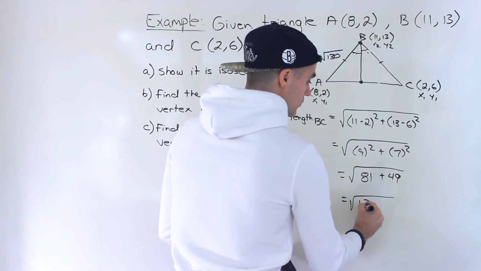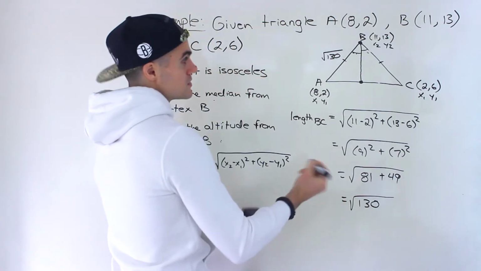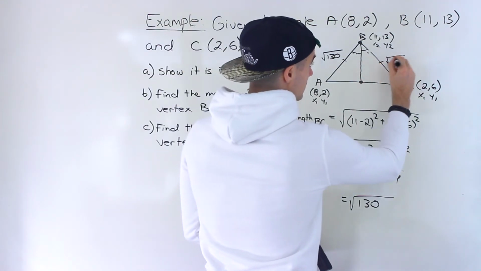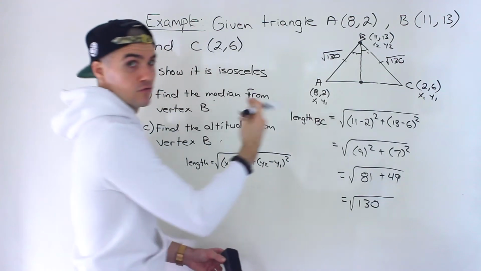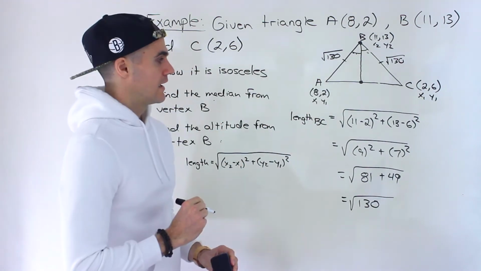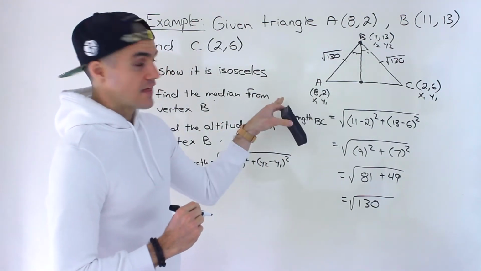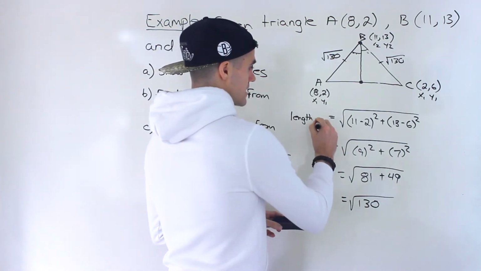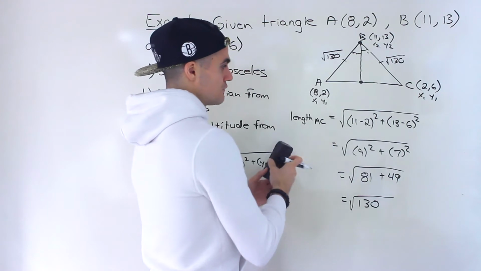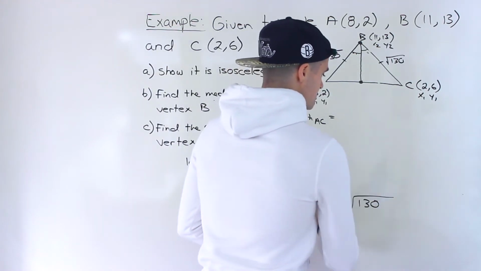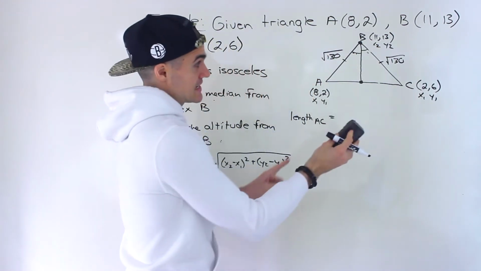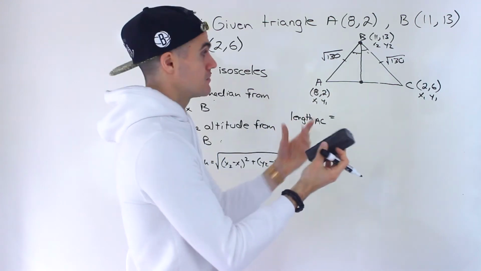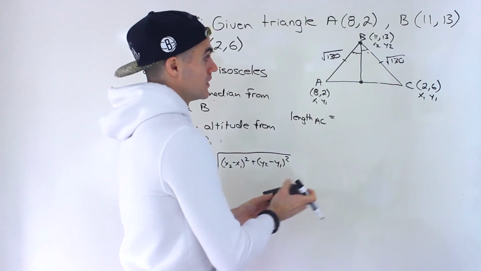as well. So we end up with root 130. So as I mentioned, as expected, both of those sides are equal. And as promised, let's find that final side, AC, and then that side should be different, or else if it's the same as the other two sides, then it's going to be an equilateral triangle.